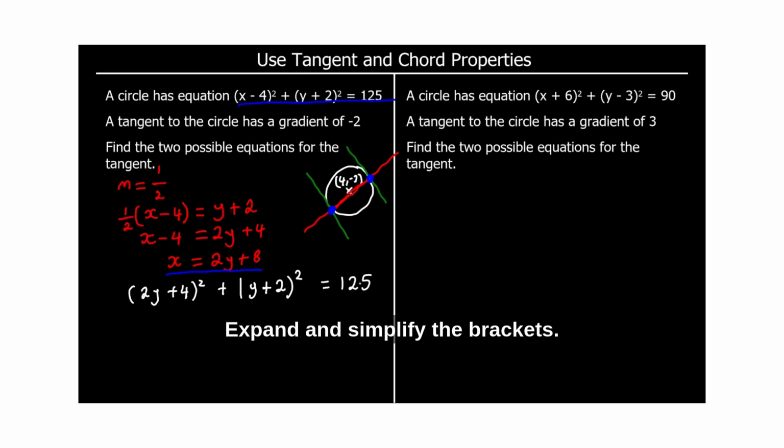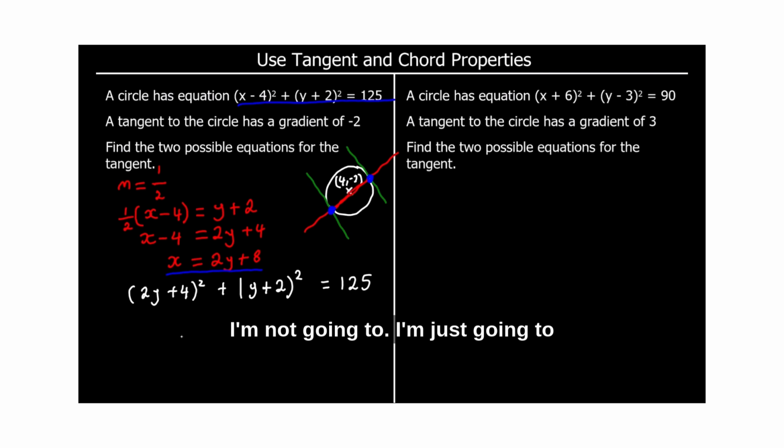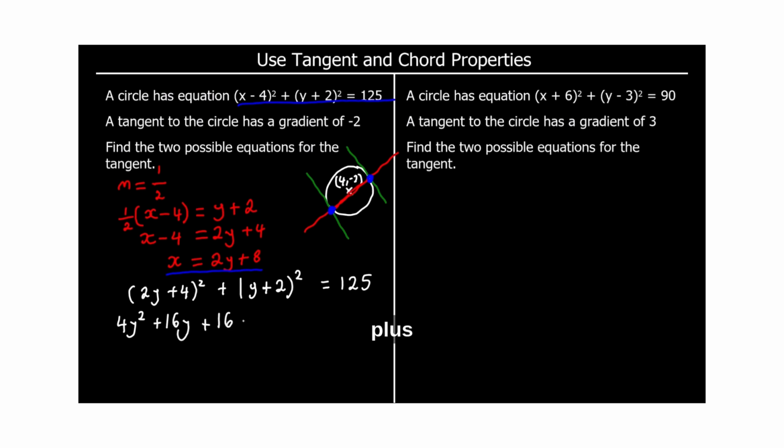Expand and simplify the brackets, make it equal to 0, and solve it. So if you want to write them out as double brackets, you can. I'm not going to. I'm just going to expand and simplify them without rewriting them. So I've got 4y squared plus 8y plus 8y. So that's 16y in total. Plus 4 times 4, which is 16.